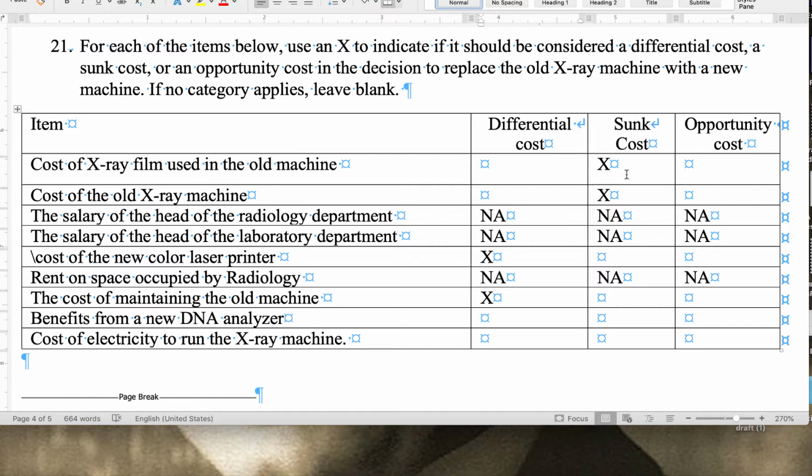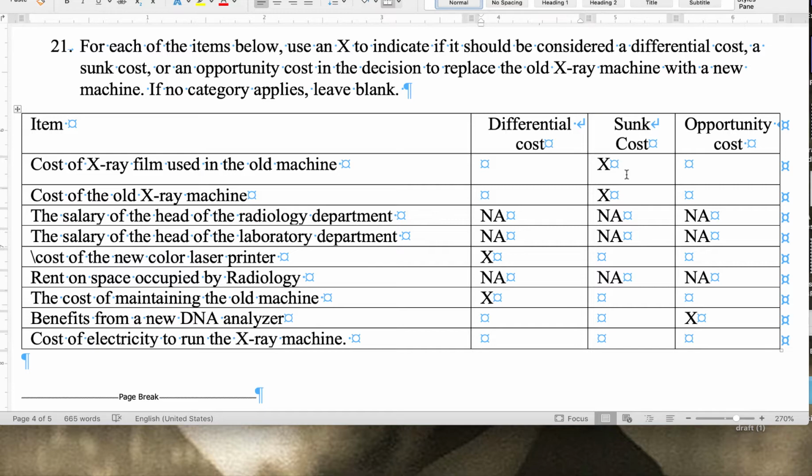Well, I won't get that. I won't have that benefit of a new DNA analyzer if I'm taking x-rays, right? So that's the opportunity cost. I'm giving up that benefit of a new DNA analyzer basically because I'm taking x-rays. So that is an opportunity cost.